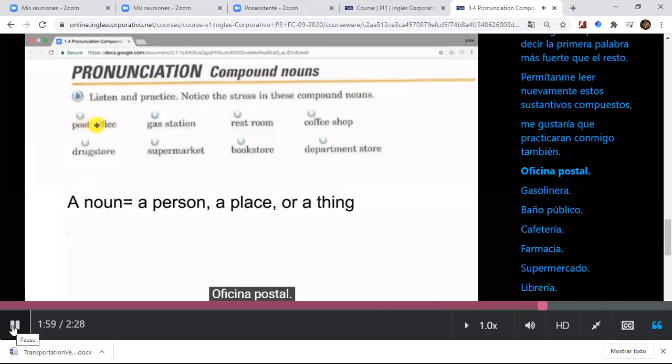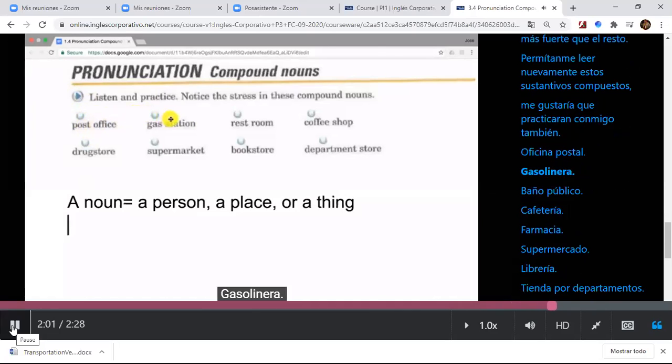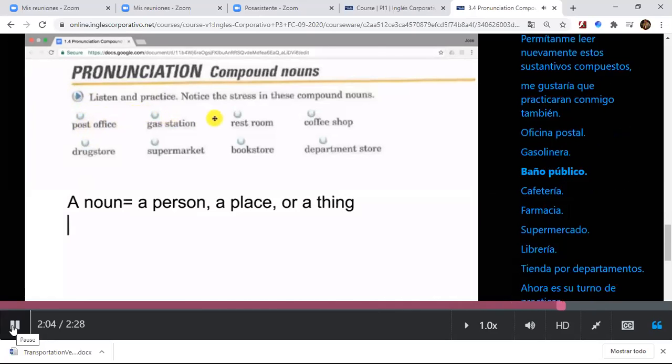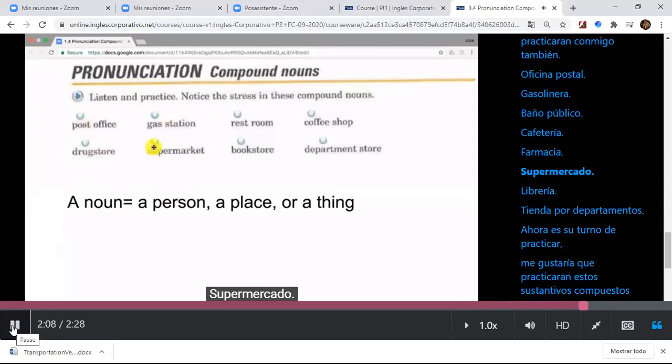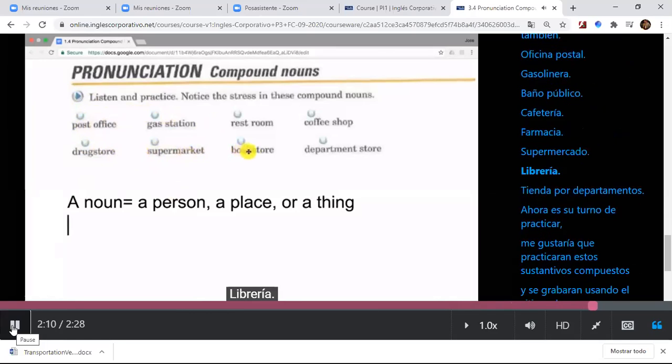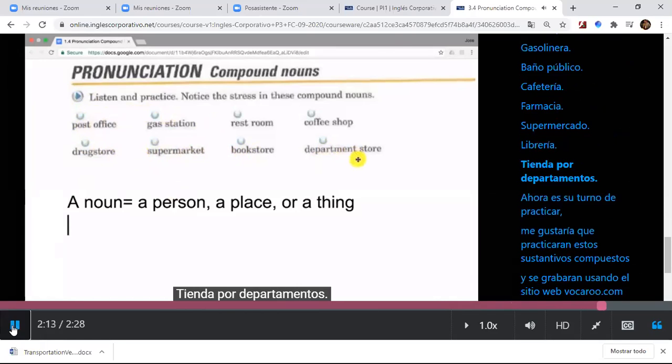Post office, gas station, restroom, coffee shop, drugstore, supermarket, bookstore, department store.